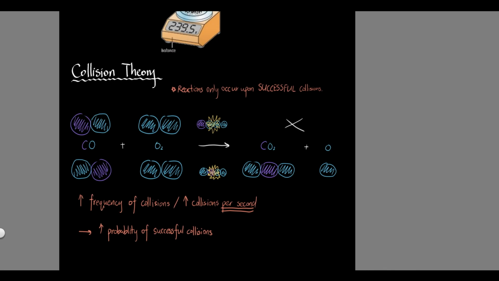And for collisions to be successful, of course, they must have sufficient energy and correct orientation, as we talked about over here. So we're going to talk about the determinants of the rate of reaction next time, and in that we'll be talking about how collision theory can explain some of the reasons behind it.